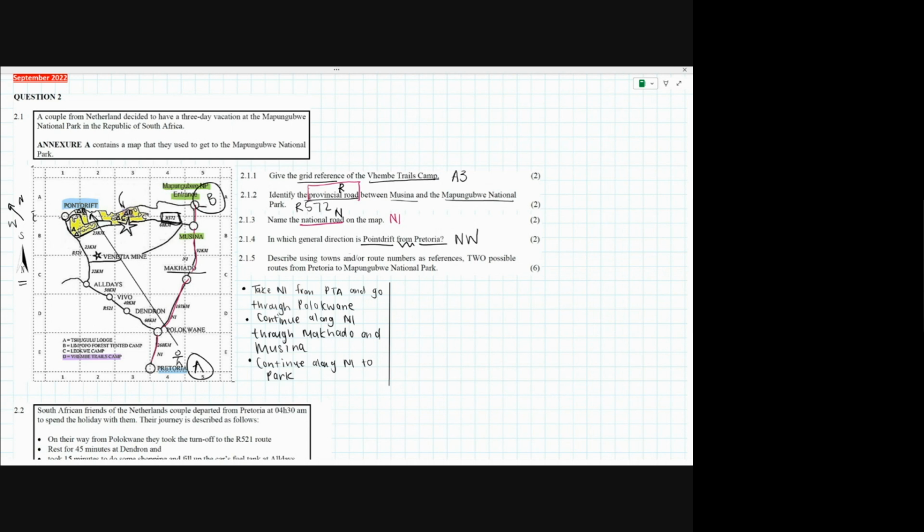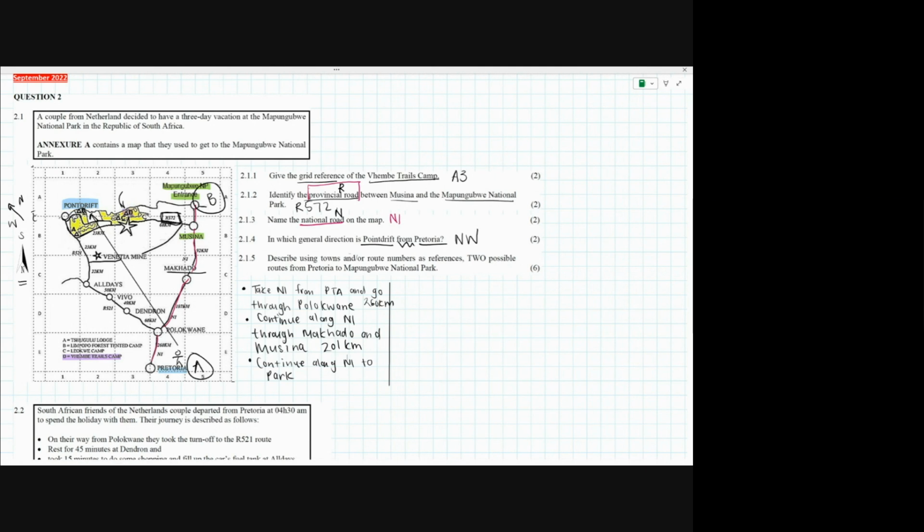You could even go a step further in terms of what I've written here, and you could say, take the N1 from Pretoria and go through Polokwane, a distance of 260 kilometers. Continue along the N1 for another 107 plus 92, so another 201 kilometers, taking you through Mikado and Musina, and then travel the remainder of the way along the N1 into the park. Okay, so be as descriptive as possible.